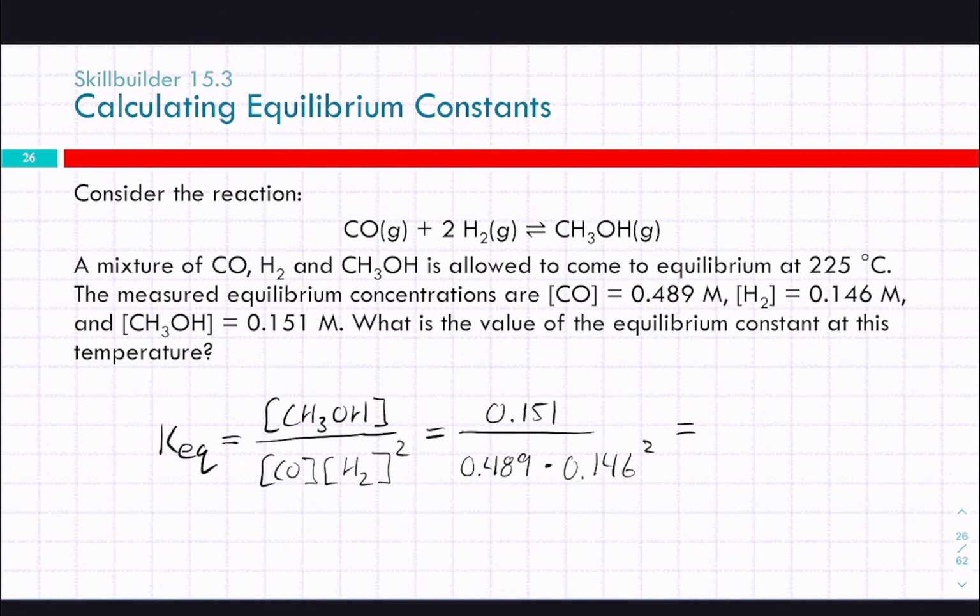Cool. So 0.151 divided by 0.489 divided by 0.146 squared. So with 3 sig figs this time, 14.5 will be our equilibrium constant for this equation, and that's at 225 degrees C.